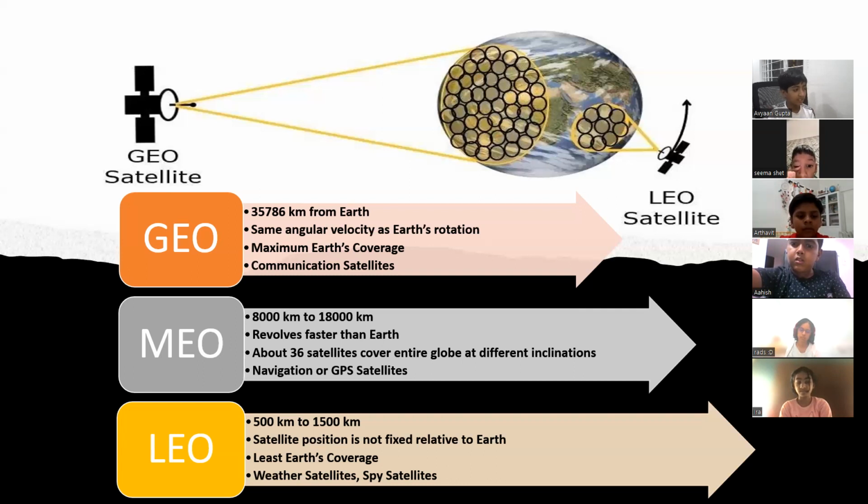Low Earth orbit. It is between 500 and 1,500 km from Earth. The satellite's position with respect to Earth is not fixed. Weather satellites and spy or military satellites are placed in LEO.